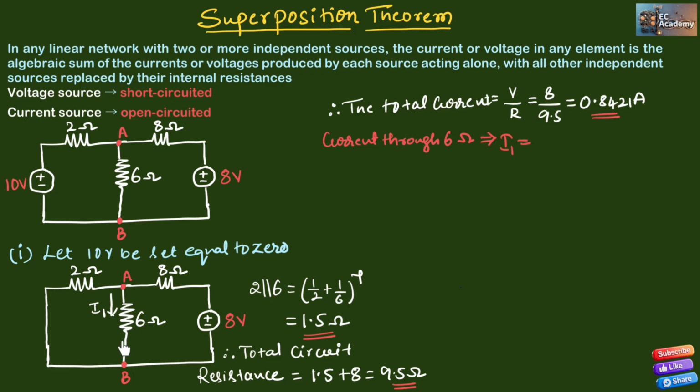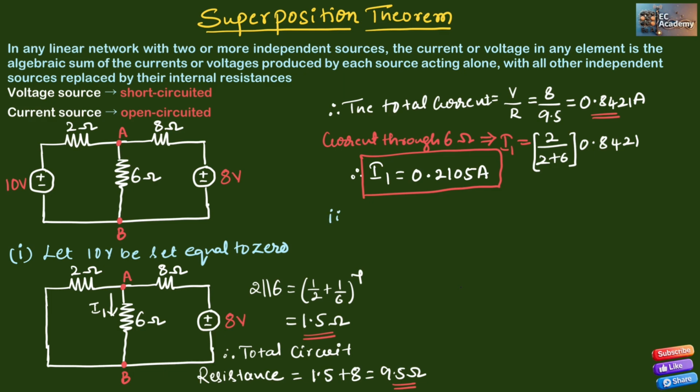Now the current through the 6 ohm resistance is I1. Since we are finding current here, let us apply the current division rule. The resistance in the other branch is 2 ohm, divided by the sum of the resistances, 2 plus 6, multiplied by the total current. So I1 will be equal to 2 divided by 2 plus 6 multiplied by 0.8421. Therefore, I1 is equal to 0.2105 amperes.